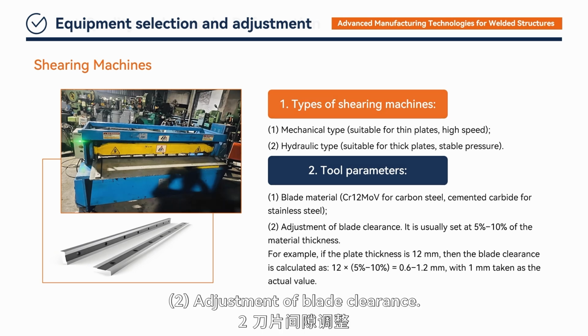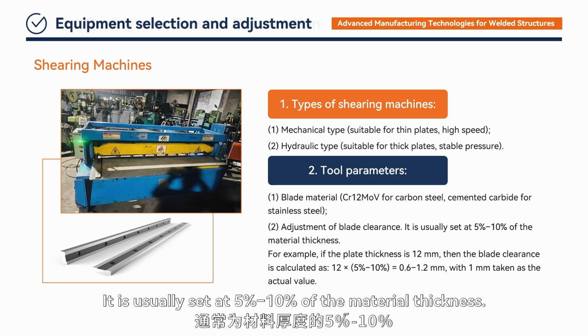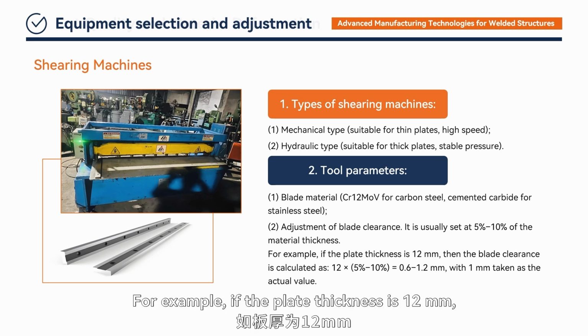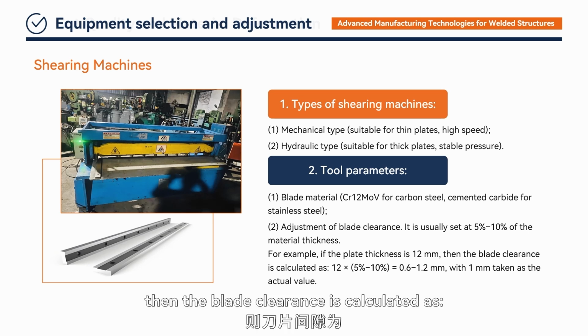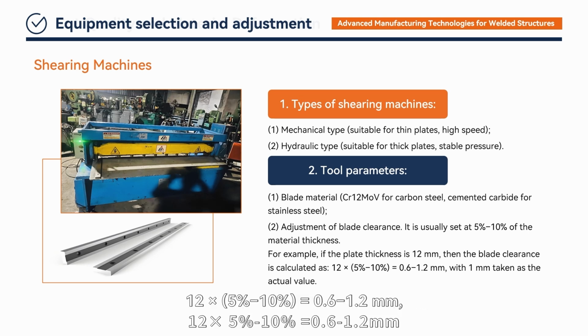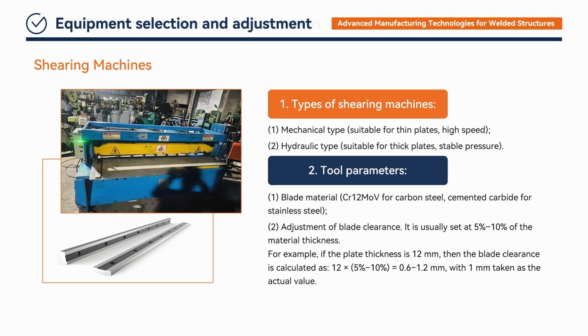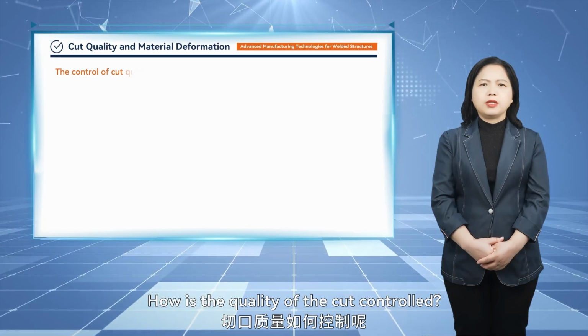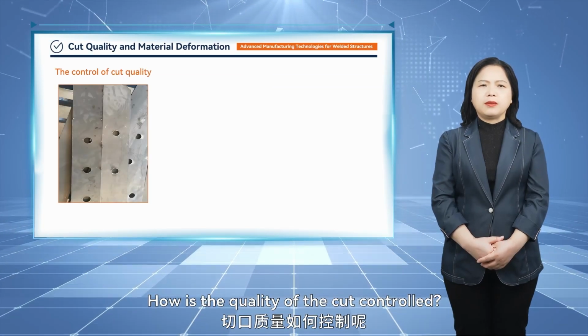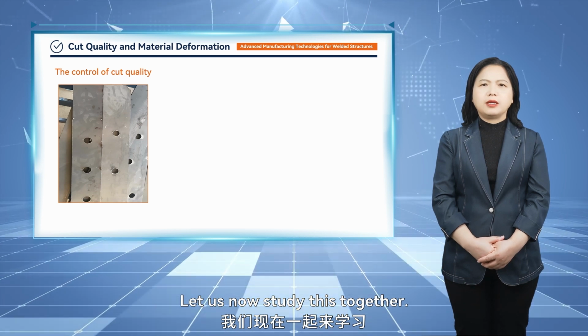2. Adjustment of blade clearance. It is usually set at 5% to 10% of the material thickness. For example, if the plate thickness is 12 mm, then the blade clearance is calculated as 12 times 5% to 10% equals 0.6 to 1.2 mm, with 1 mm taken as the actual value. How is the quality of the cut controlled? Let us now study this together.